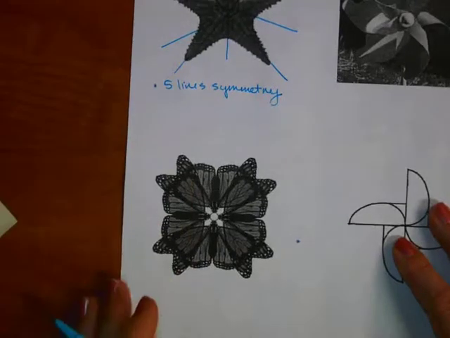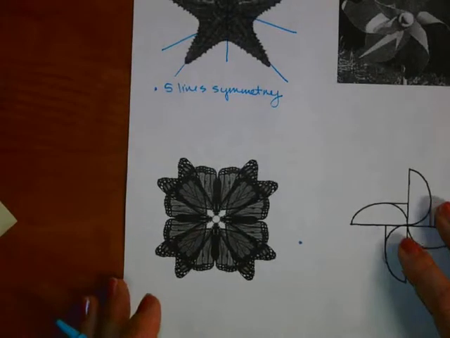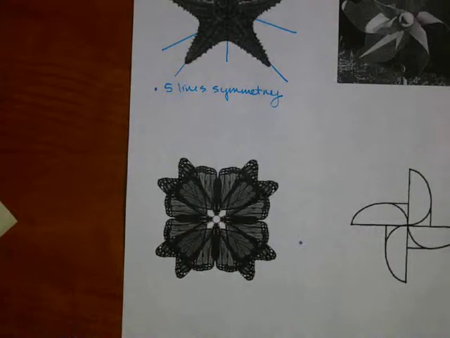I didn't hear you, what? There's 5 lines or 5 stuff. Exactly, yes. Now let's talk about rotational symmetry.